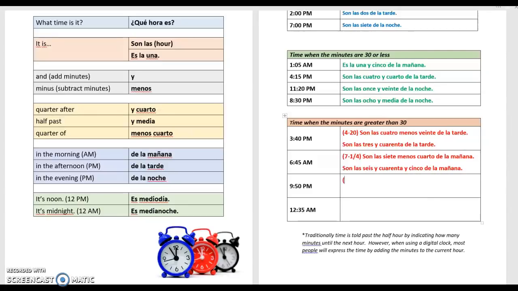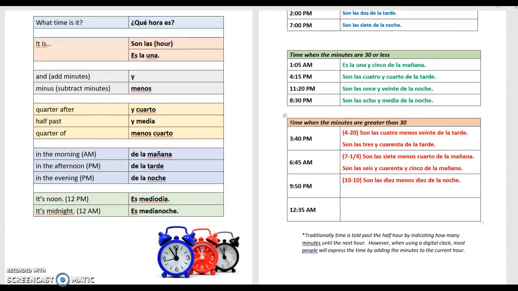9:50. No, it's not. Think of it as being 10 o'clock, take away 10 minutes. So it's 10 of 10. We're going to have son las 10 menos 10 de la noche. 9:50 p.m. would be nighttime. Noche. Bam.